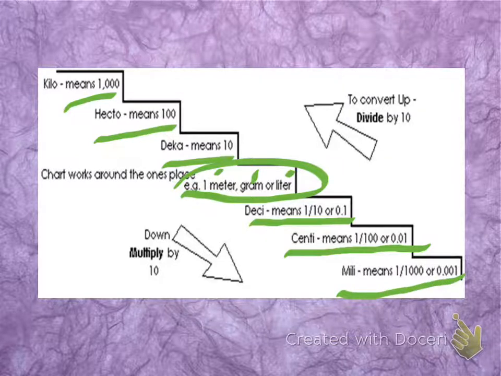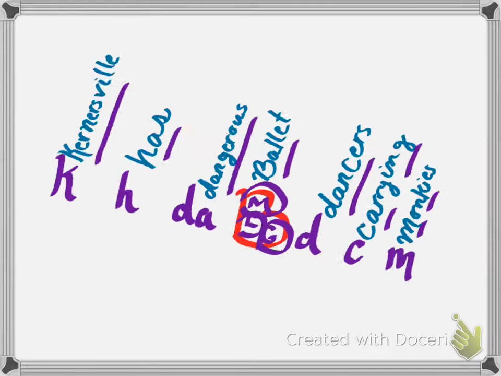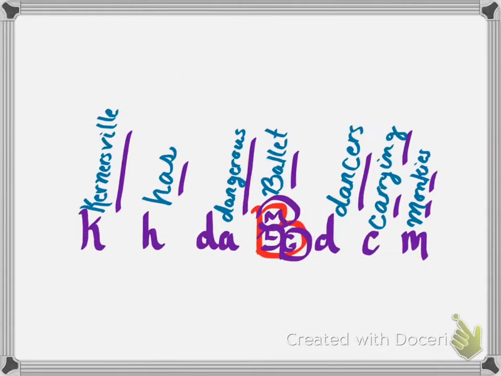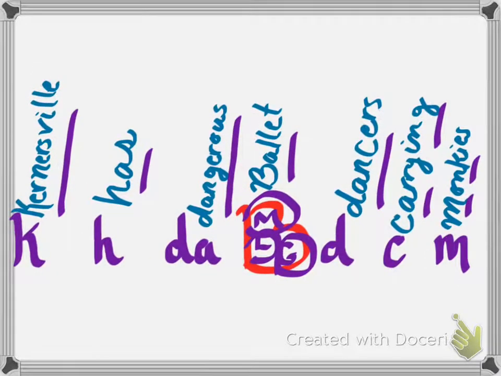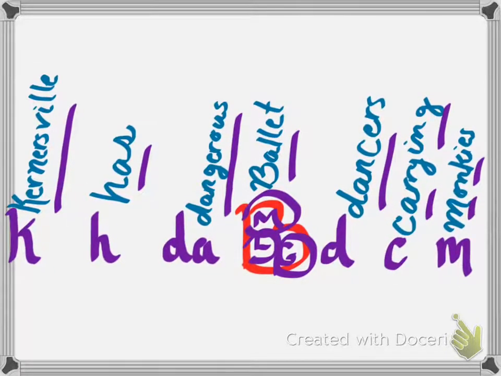Okay? The first step to converting within the metric system is writing down the KHDAB, which stands for meters, liters, and grams, and DCM. To remember the order, because if you're anything like me, there's no way I would be able to remember the order of which one is larger and which one is the smallest.